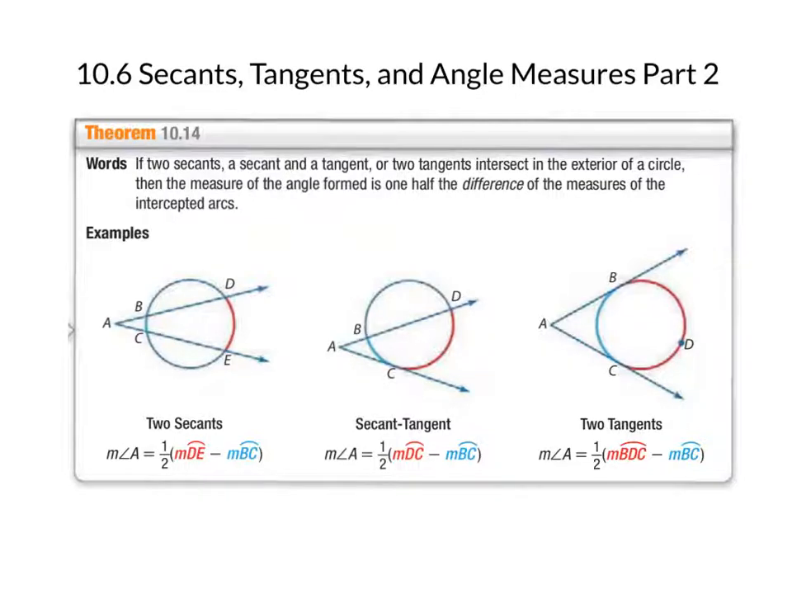So this theorem says, imagine that you have either 2 secants or 2 tangents, or you can have 1 secant and 1 tangent, and imagine that those lines intersect on the outside of the circle. Look at the 3 different pictures here. Where's the point of intersection? In the first one, the point of intersection is right here, where the A is. That's where the 2 lines are intersecting with each other.